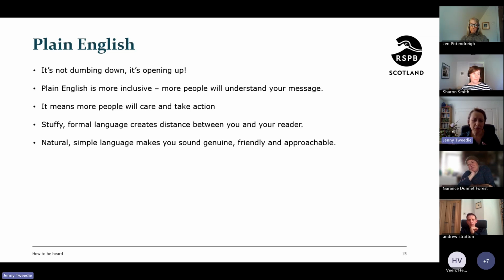The stuffier your language, the more formal it is, it really creates a barrier between you and your audience. I often use the example of being at a dinner party. If you were at a dinner party and you were talking to the person next to you about what you were doing, you wouldn't turn on the formal language. You would use very friendly, approachable terms. And I think that all language should really be written in that way.